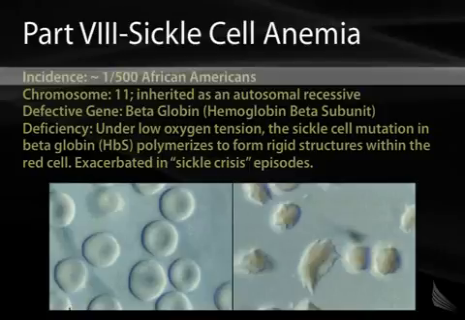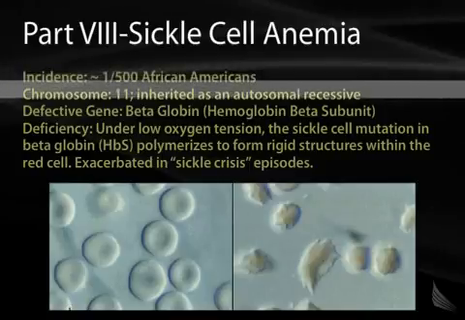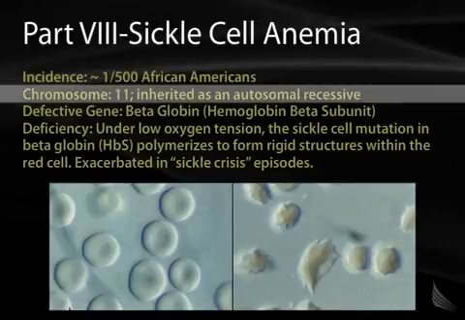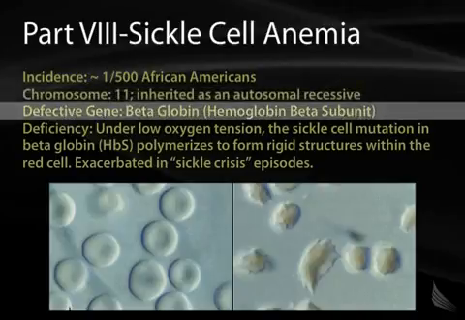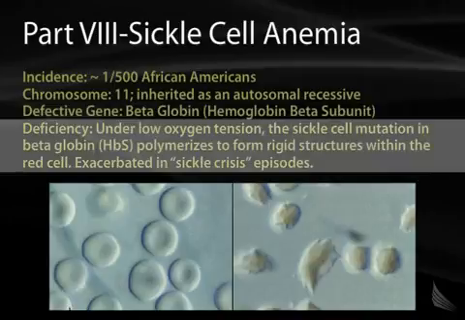So in sickle cell, incidence is fairly common, 1 in 500 African Americans. The mutation, as we discussed earlier, is on chromosome 11. It's inherited as an autosomal recessive trait, and the defective gene is the beta globin, or the hemoglobin beta subunit. The deficiency occurs under low oxygen tension. We get a sickle cell mutation in beta globin, and the HbS, or the hemoglobin S, polymerizes to form rigid structures within the red cell. This is exacerbated in sickle crisis episodes that can be brought on by different stresses.